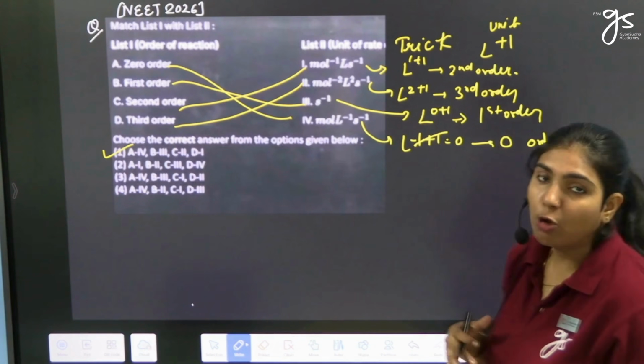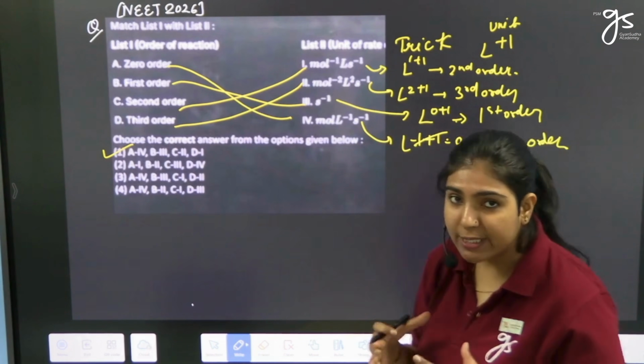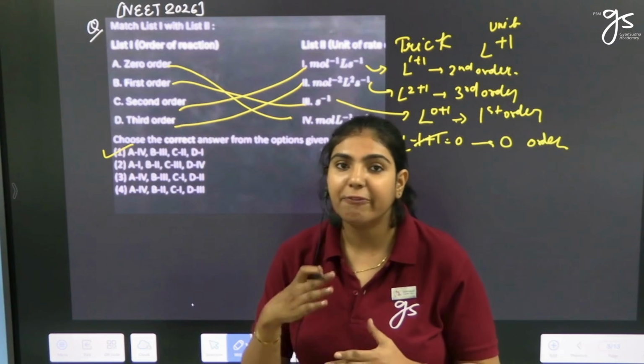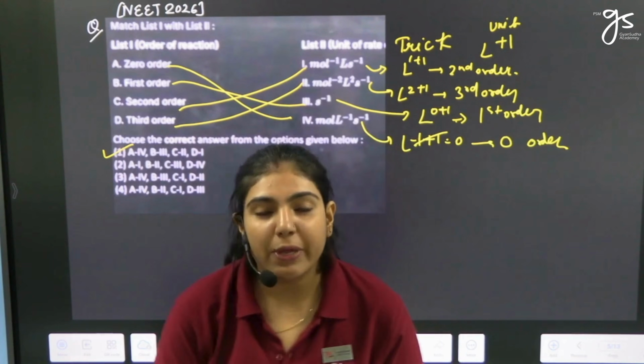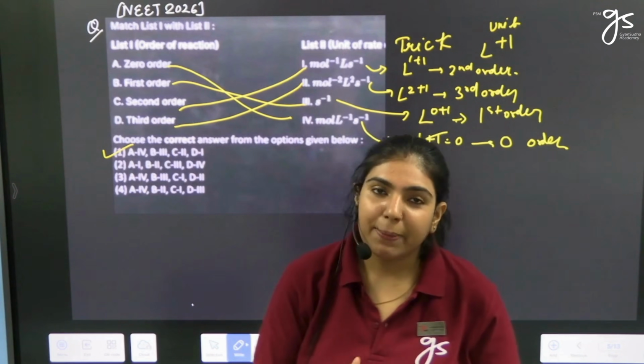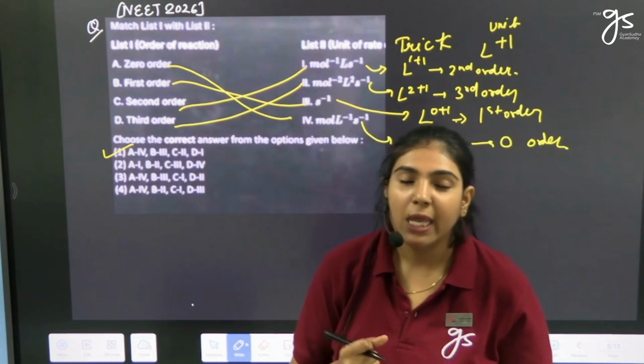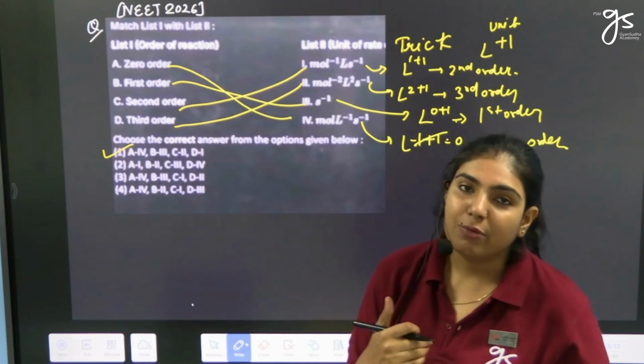Yes, I hope you have understood that trick well. What you have to see in this question is the power of L, just add plus 1 and you will be able to see what the exact order of that reaction is. It is very quick and you can easily calculate using this trick.